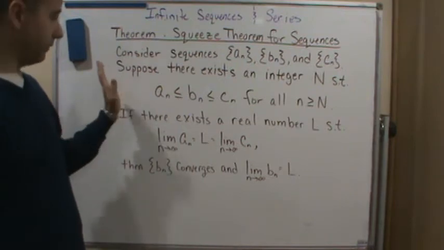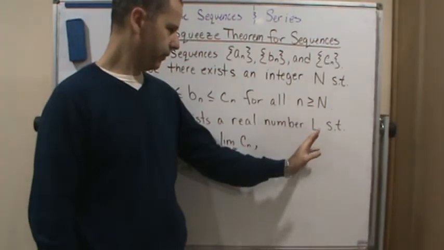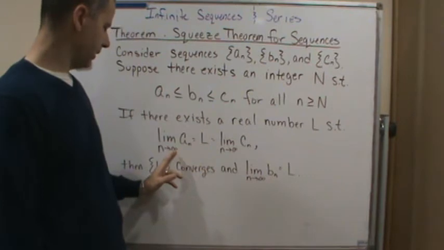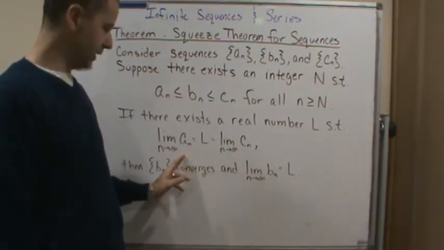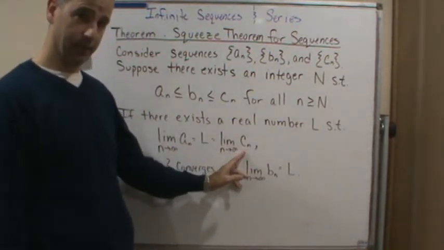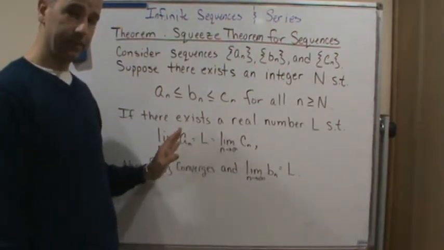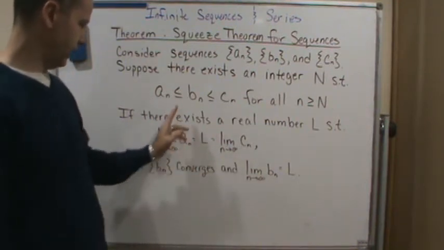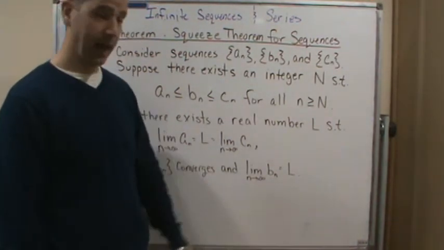So if that condition is met, and if there exists a real number L such that the limit as n approaches infinity of a sub n, and the limit as n approaches infinity of c sub n, both go to L. In other words, if these two sequences converge to the same limit, then b sub n must also converge to the same limit, and that limit has to be L as well.